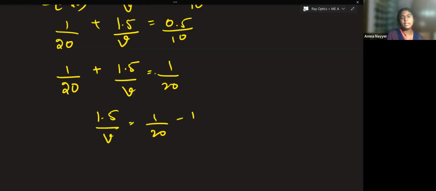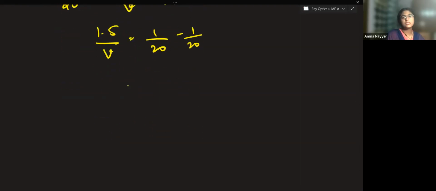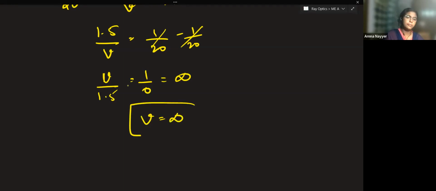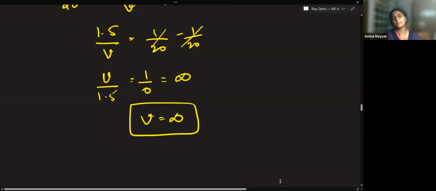1 by 20 minus 1 by 20. So reciprocated, this becomes 0. See, this part, because both of them will get cancelled. So this becomes V divided by 1.5, 1 by 0. This will get reversed, and 1 by 0 is infinity. So even 1.5 multiplied by infinity will give you infinity. So image distance will come infinity. All right, note down the solution.